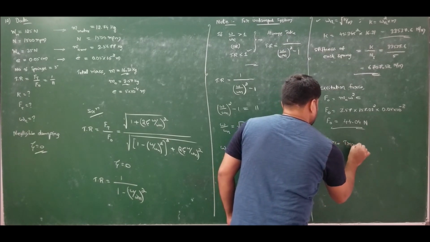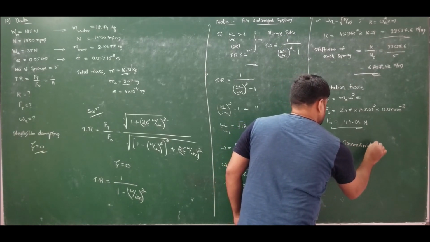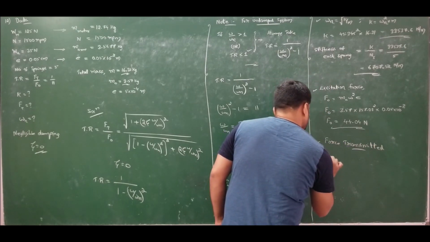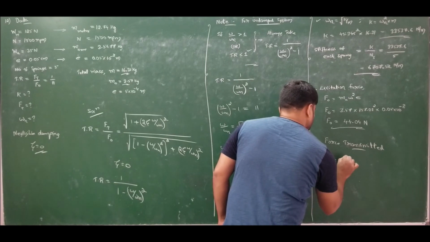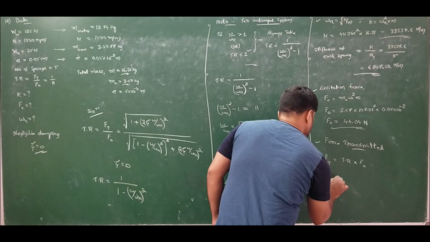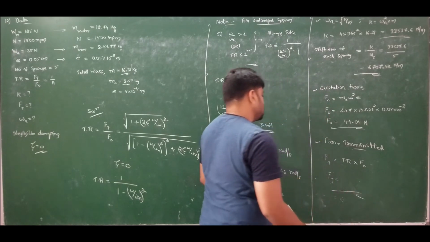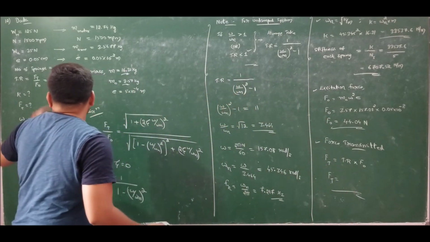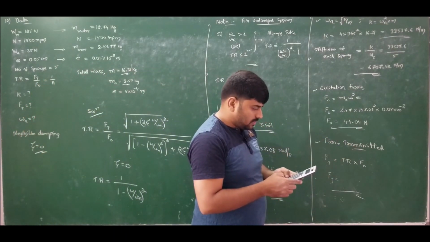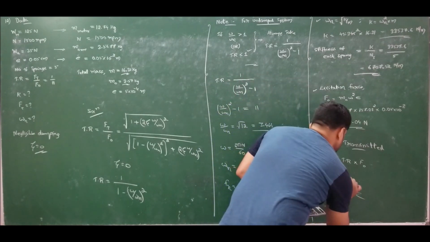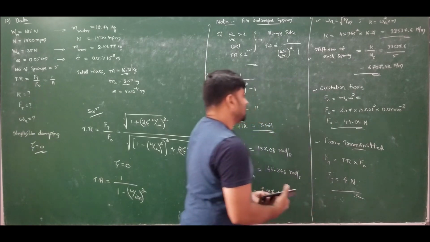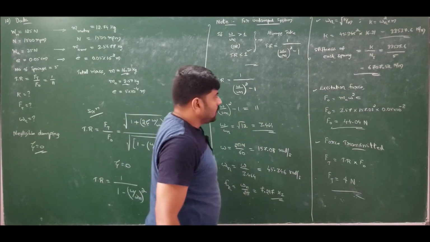Hence, the force transmitted to the foundation will be Ft, which is equal to transmissibility ratio into F naught. Transmissibility ratio is 1 by 11, so 1 by 11 into 44.04 is 4 newtons. So this is the complete solution for problem number 12.